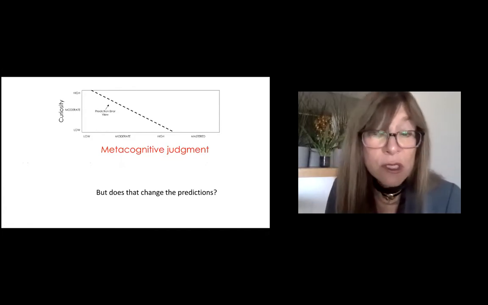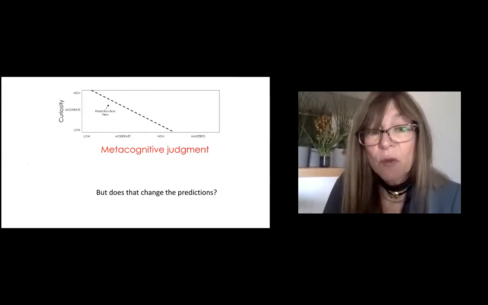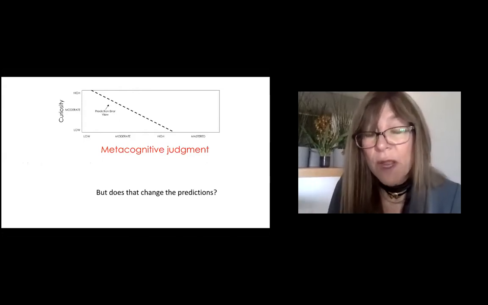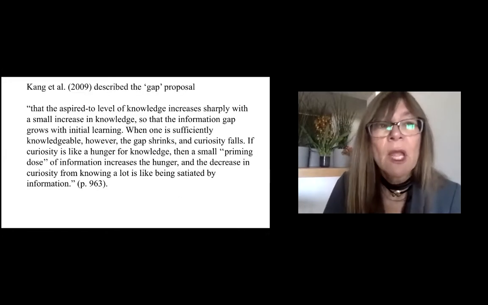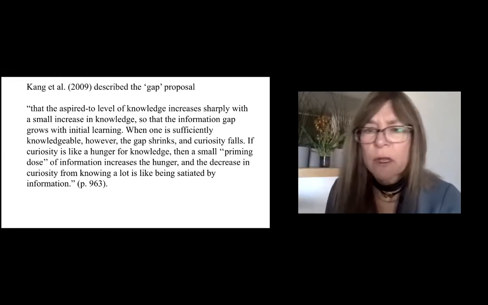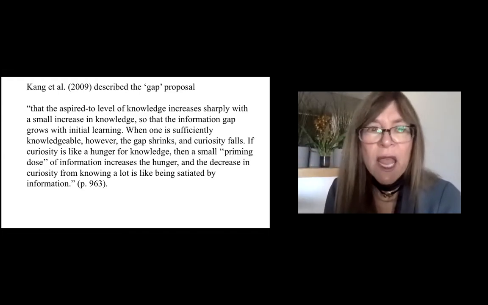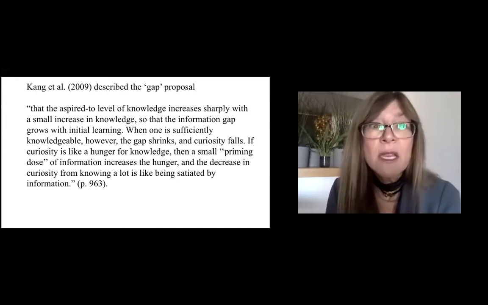Lowenstein still holds on to a prediction error view. And what he says is that there's something else going on. There's this gap. Kang et al. described this best. I find it actually kind of difficult to understand. But Kang and Lowenstein was on this paper. So Kang described the gap as follows.